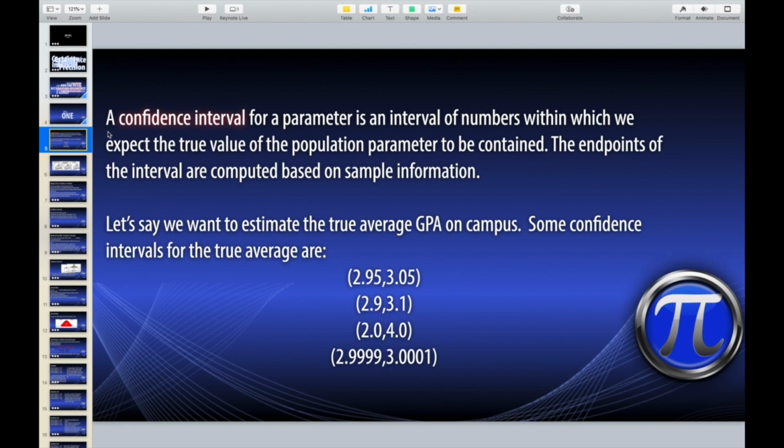We're going to talk about chapter 19. We're going to make this as short as possible. This is a fairly involved topic. This is the beginning of inference for statistics, a bit of an introduction. We're going to talk about confidence intervals today.